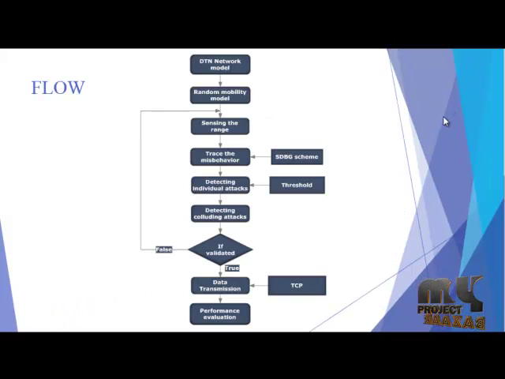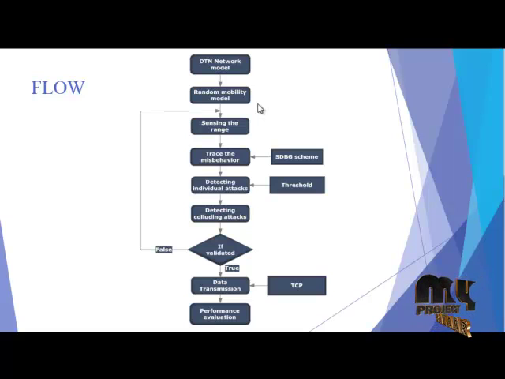Let us see the proof of our project. First, in our project we have to design our DTN network model. Our delay tolerant network model contains a number of mobile nodes which move randomly, so for that we use the random mobility model technique. These nodes sense the range. After sensing the range, it will calculate the misbehaving nodes using our SDBG scheme, which identifies the blackhole as well as greyhole attacks.